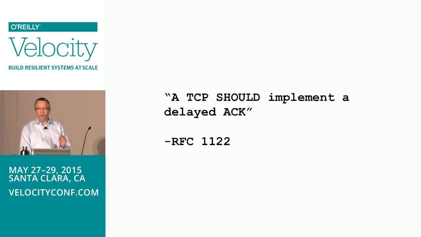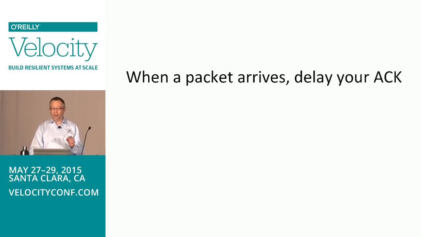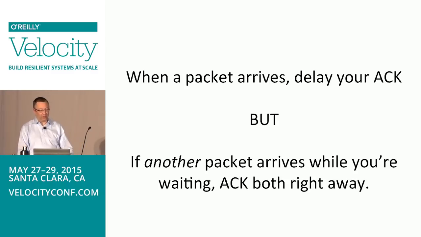So there's one more thing you need to know about delayed ACK. The algorithm says when a packet arrives, you delay your ACK, but there's one more rule. If another packet arrives while you're waiting, then you can acknowledge both right away. And since the slow start algorithm updates the congestion window based on these acknowledgments, it interacts with the delayed ACK algorithm. So for our final example, we'll look at that interaction.